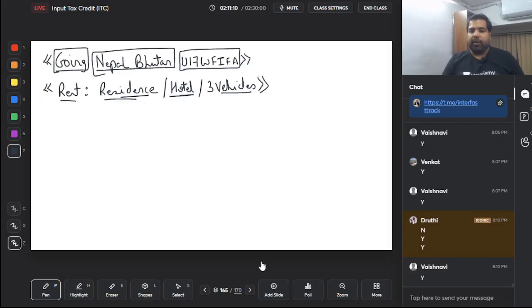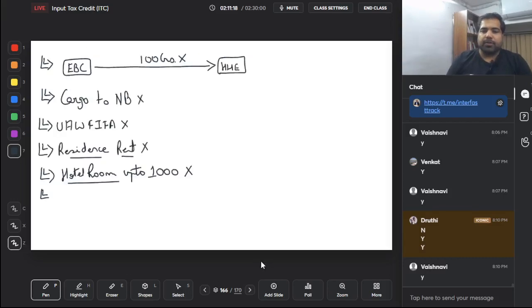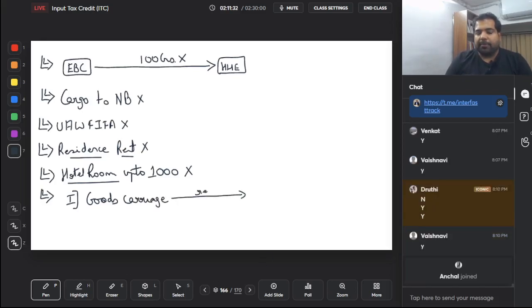And next is very, very important, guys. 3 vehicles. What are these 3 vehicles? Let's check. First, there are 3 vehicles. Let's check the first one. If you're giving a goods carriage, you know what's a goods carriage, guys? A tempo, a truck, etc. If you're giving a goods carriage on rent to a goods transport agency, guys, this one will be exempt.